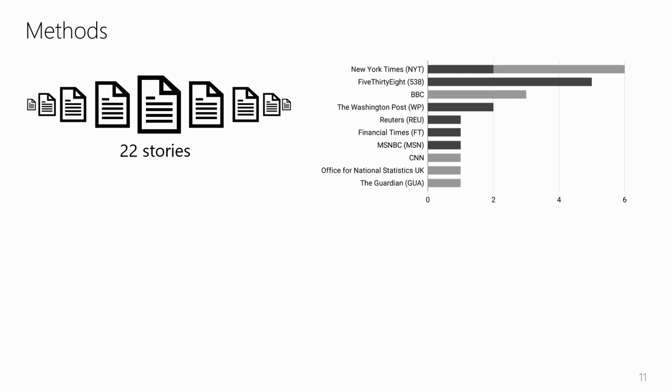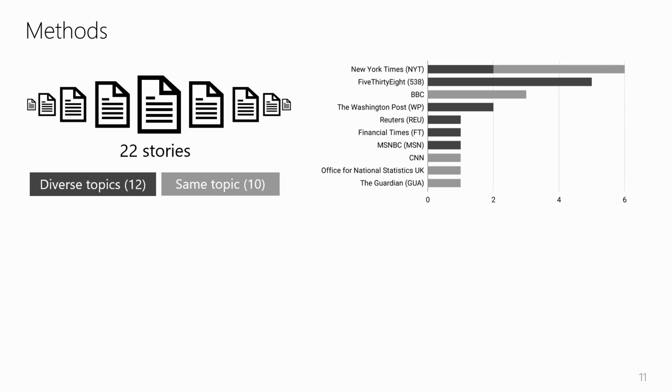We analyzed 22 stories, which were collected from 10 well-known journalistic sources, with the majority of stories coming from three sources: New York Times, 538, and BBC. 12 of the stories were collected on a variety of themes such as culture, economics, politics, science, and health to maximize the diversity of topics. The remaining 10 stories were on a single topic of COVID-19. These stories have the same context, yet they cover various aspects of the pandemic.